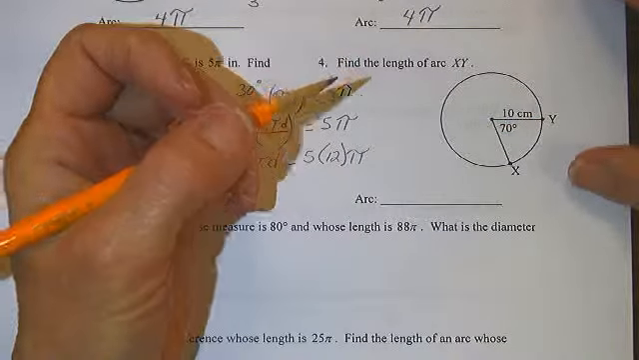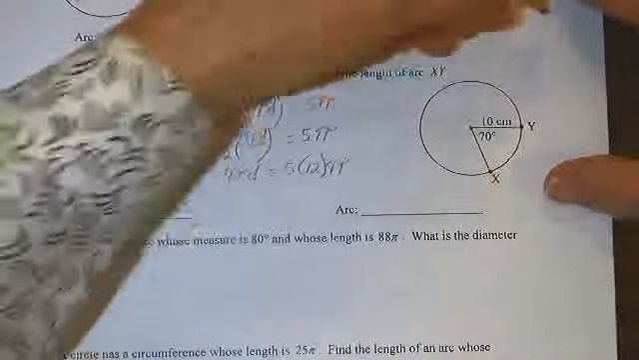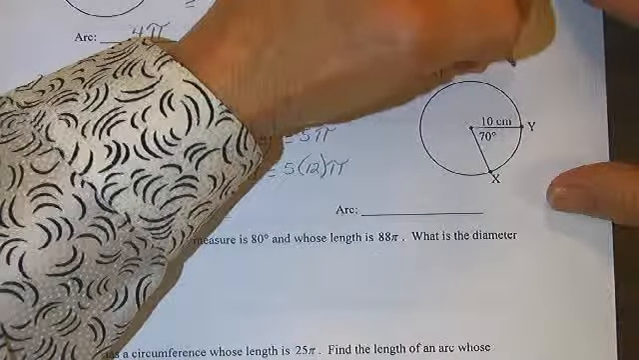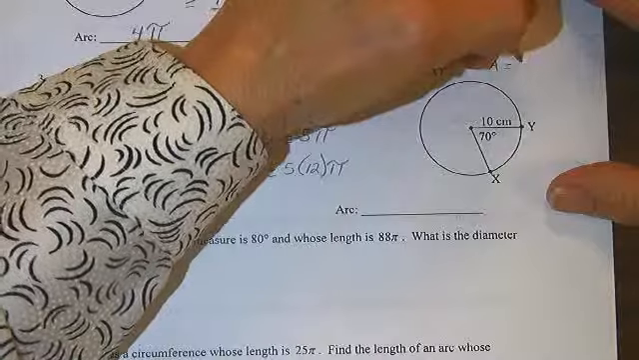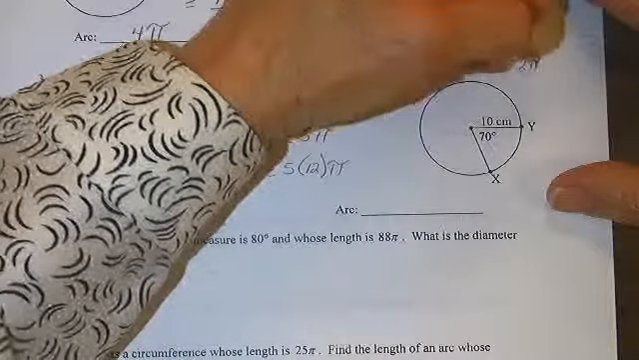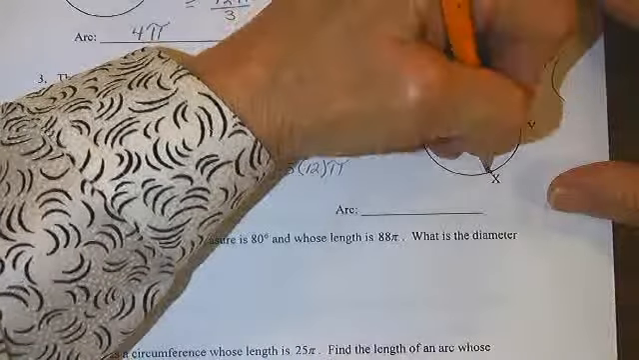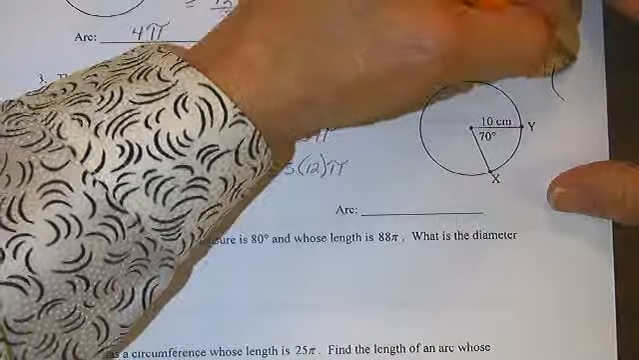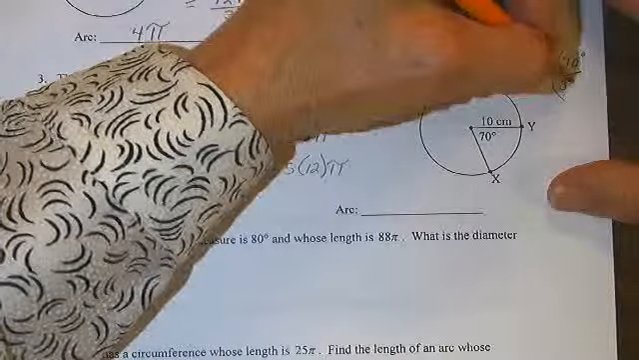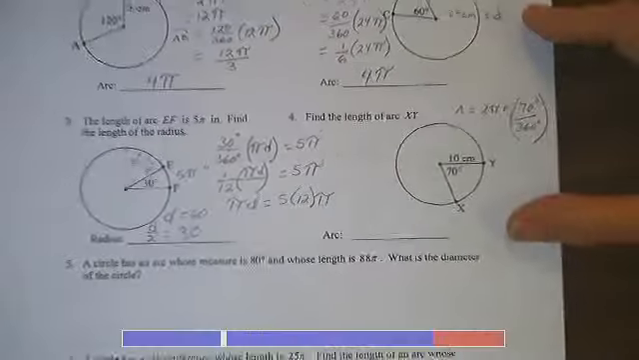Well, we know that the arc is equal to 2 times pi times the radius times the fraction of the circle that is indicated. So that would be 70 degrees over 360 degrees times 2 times pi times r.